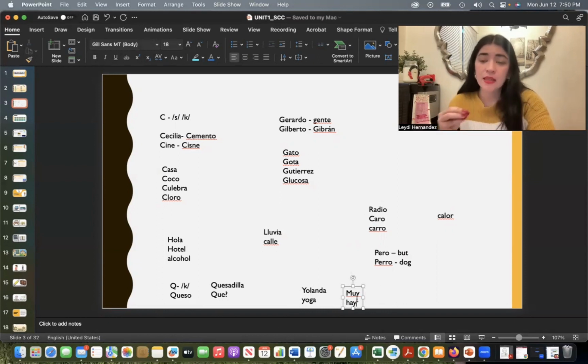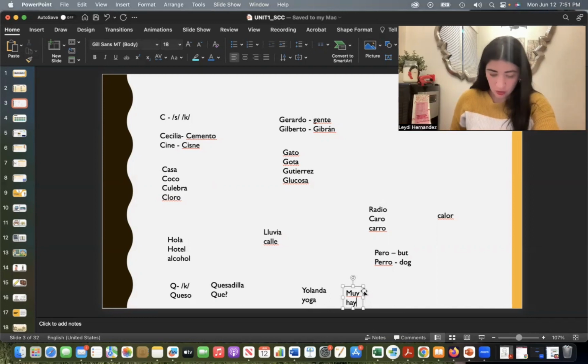Y means there is or there are. We just have one word for those two words. There is, there are, it's y in Spanish. Okay, and I think that's it.